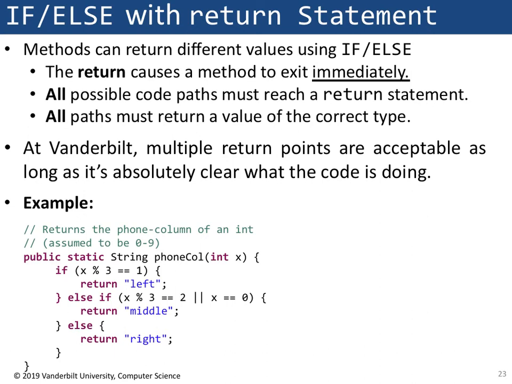So notice our method declaration. We have public static, and then we have defined that the return type is going to be string. So what we return will be a string.